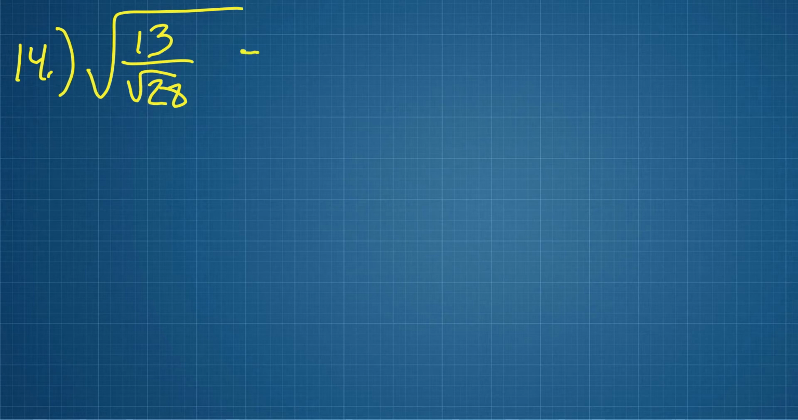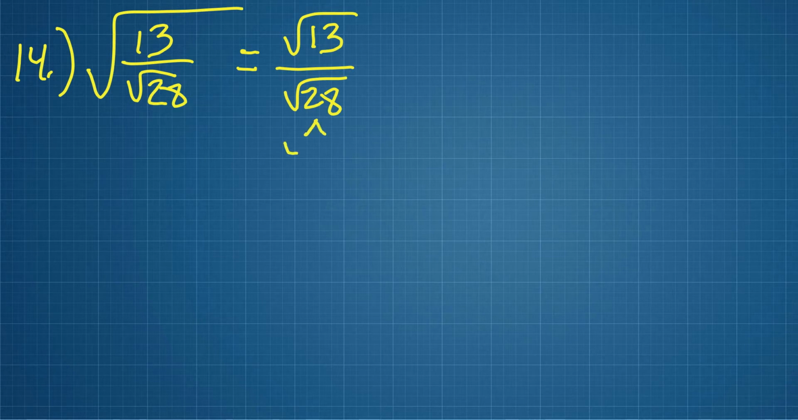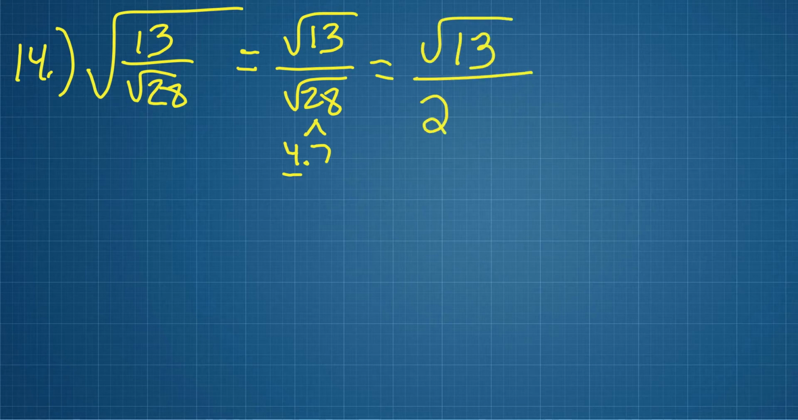Alright, 14. I have a fraction inside the radicals. So the first thing I do is I take the radical to the top, radical to the bottom. Now, I'm going to look at 28. Before I try to get rid of the radical on the bottom, I break it down. I say 28 can be written as 4 times 7. 4 is perfect. It gets to leave the radical, so this fraction turns into the square root of 13 over 2 radical 7. I can't break down the top, but that's okay.